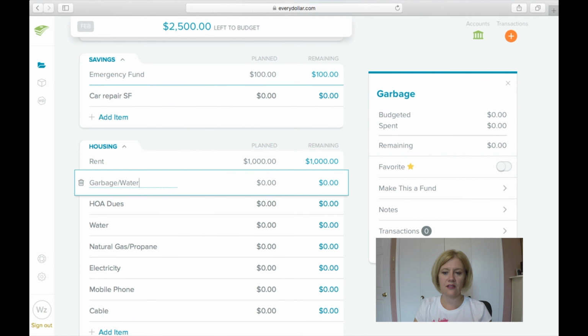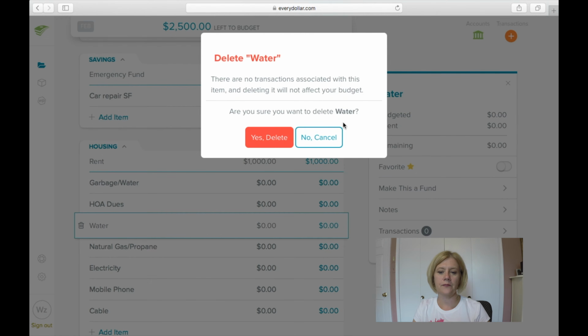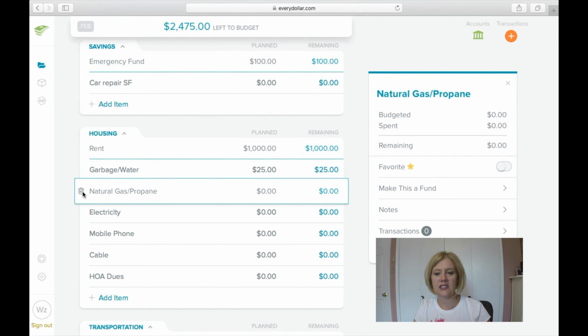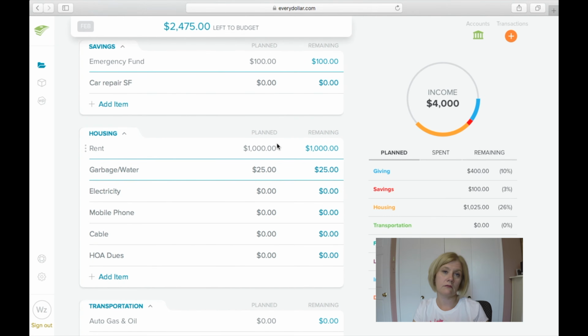So we're going to combine those two, and then we're going to go down here and we're going to remove the water. Now ours comes here in this house quarterly, but we're going to budget it out to be about $25 a month. Okay, we don't have gas, so we're going to go ahead and delete that. But if you do have gas, you might want to see a doctor about that.